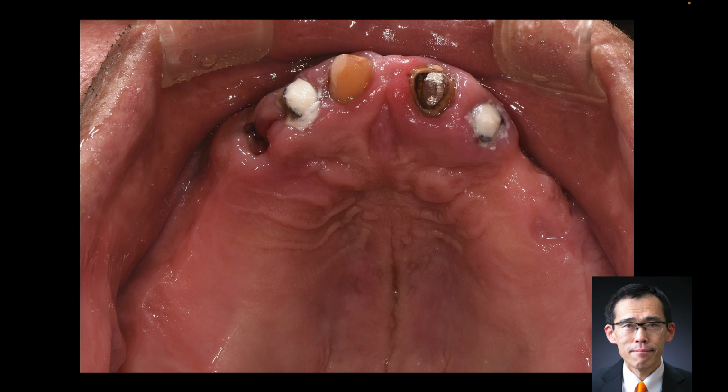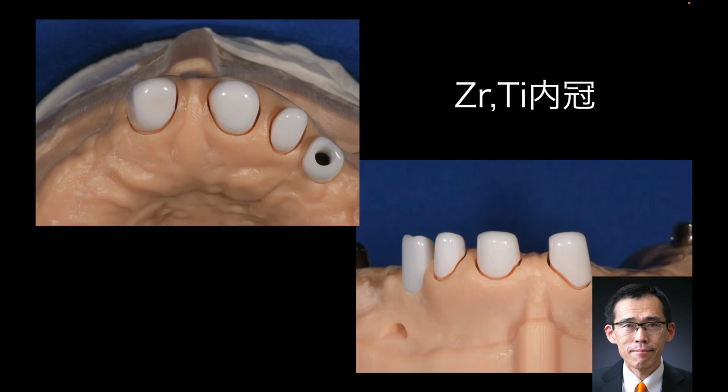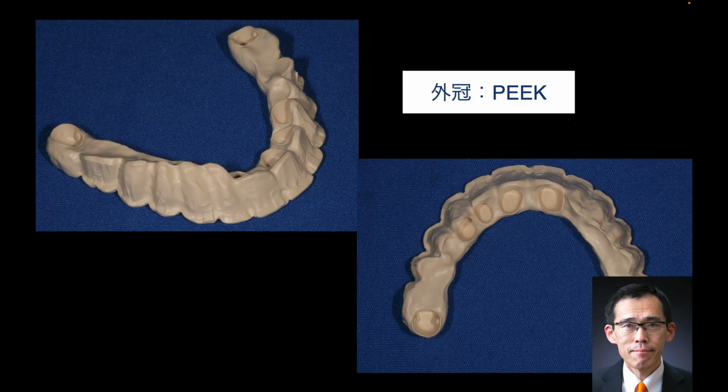You can see the occlusal condition in the maxilla. We made zirconia inner crowns and titanium inner crowns. This is the zirconia inner crown. And this is the outer PEEK crown, like a bridge. This is the PEEK bridge.